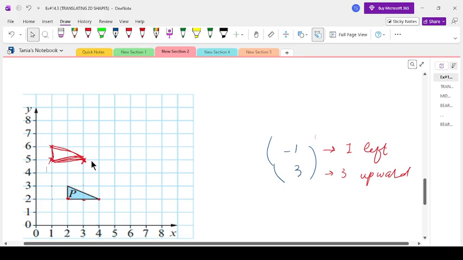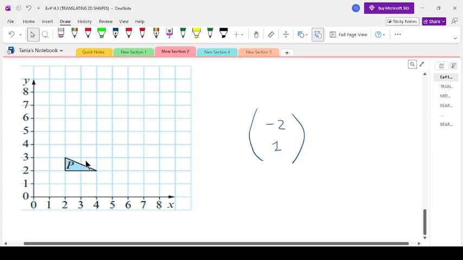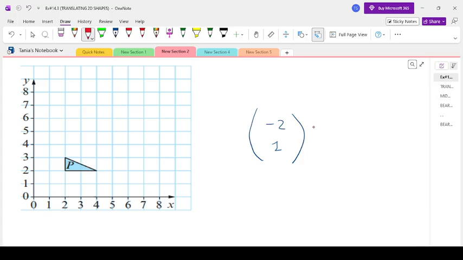Then we have the last one. And the last one is (-2, 1). Minus 2 means 2 to the left and 1 in the upward direction. So if we are translating this point 2 to the left, that will be 1 and 2, and then we have to move 1 in the upward direction. So this must be the point.